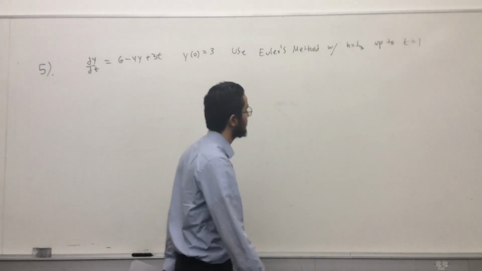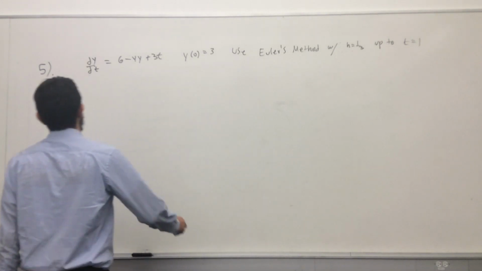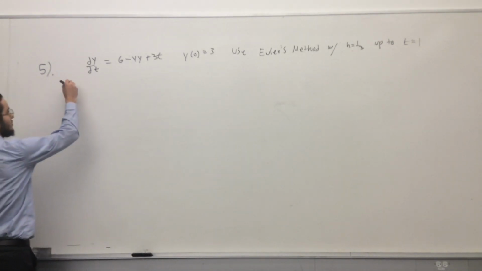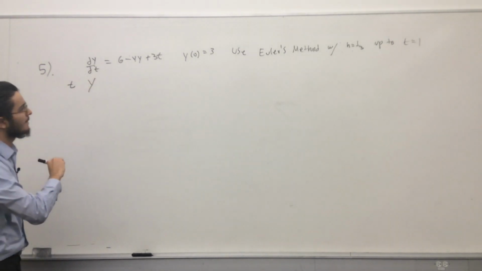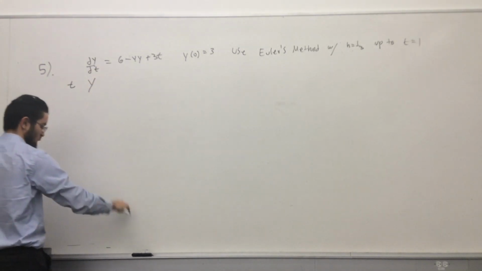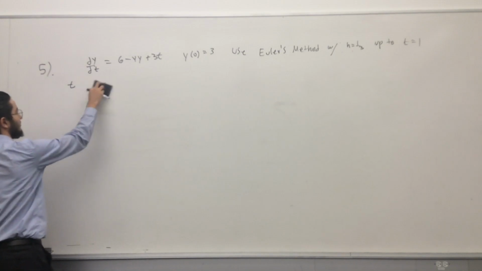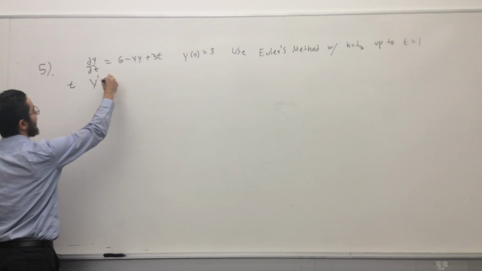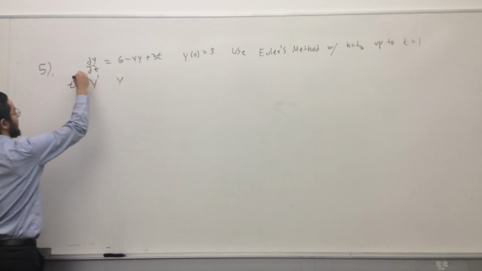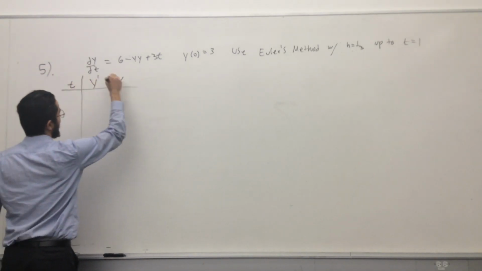Okay, so we can make a nice chart over here. We can start with values of t over here and then values of y. Well, actually, let's do t and then let's do y prime, because we're going to need y prime, so the derivative. And then we're going to do y. Okay, so let's see, we make a table of values.